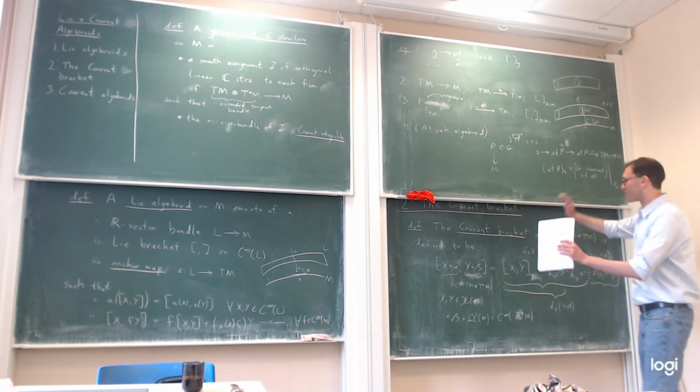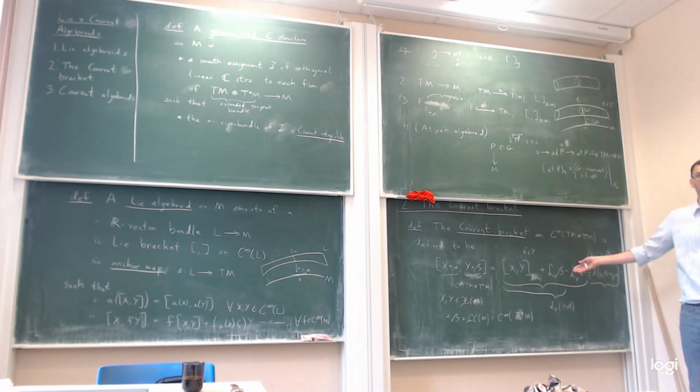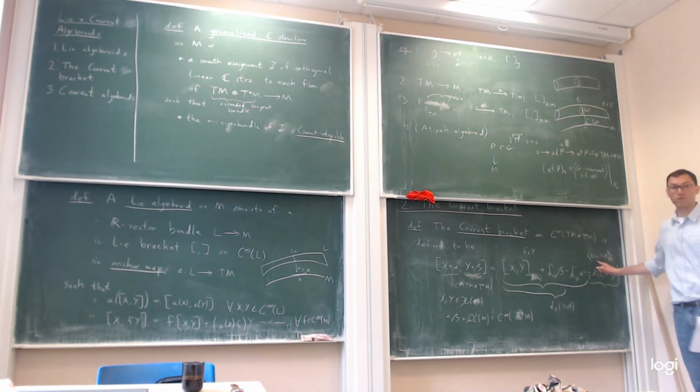Okay, so here is the Courant bracket. At least the definition is straightforward. Are there any questions about the definition? Why is that canonical bilinear form? What is it, or why is it canonical? Firstly, what is it?